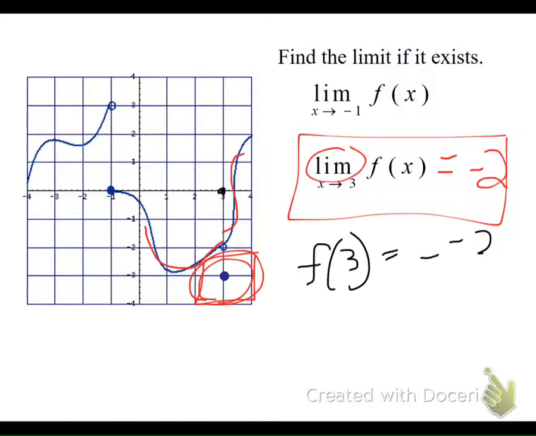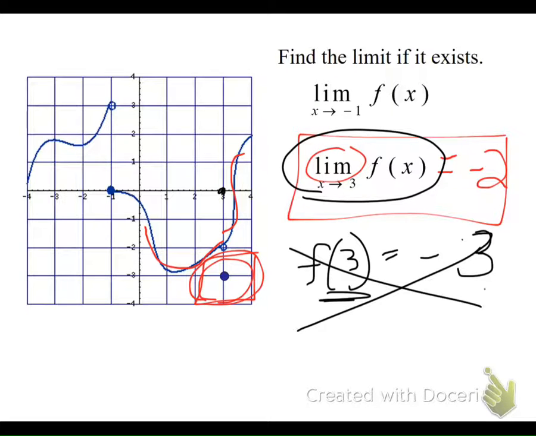Oops, extra negative I put in there. Okay, the height of the graph is -3. So f of 3 is -3, but the limit as x approaches 3 is not affected by that stray point. Okay, so f of 3 is a solid point. The limit can be both a point or a hole, but remember, it's the height you're approaching from both sides.